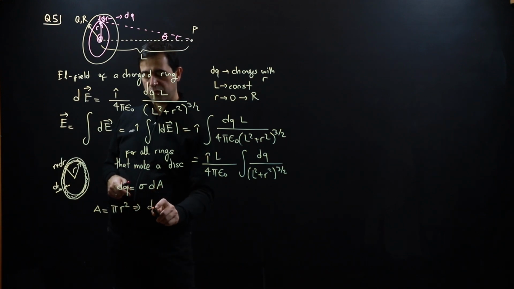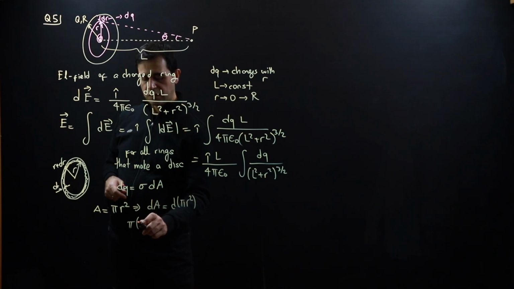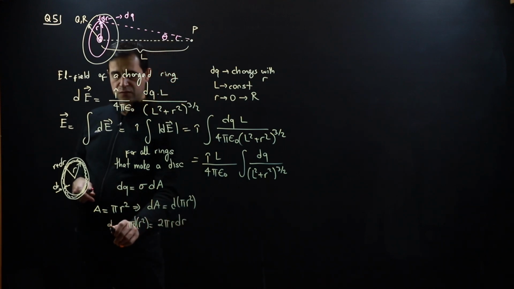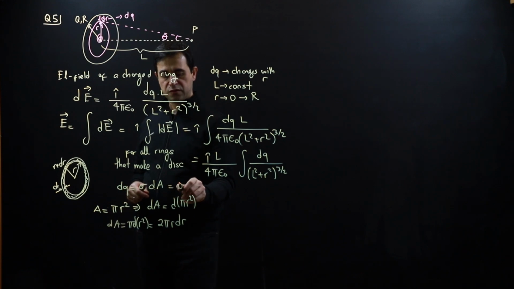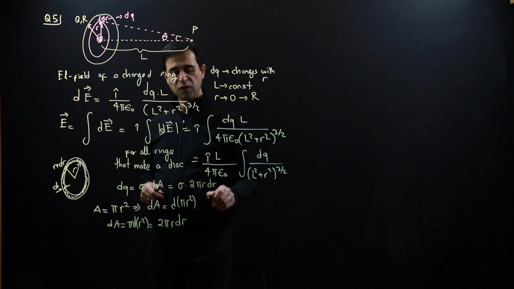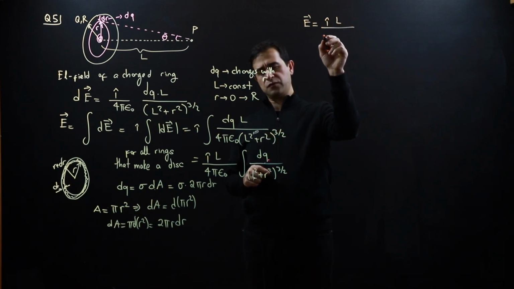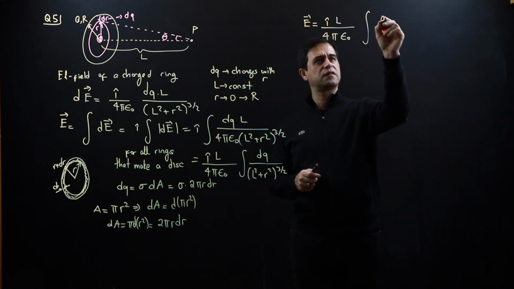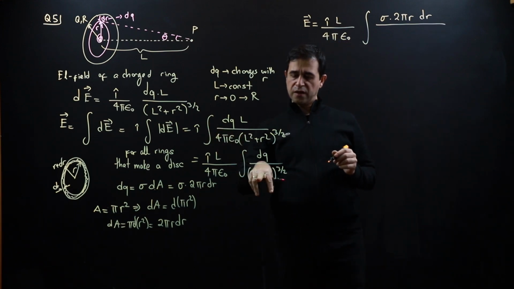So what is the infinitesimal area? dA is d of pi r squared. Pi goes out, so that's pi times d of r squared, which is 2r dr, so that's 2 pi r dr. So this is equal to dA. Okay. Now I can just use that, and dq is now equal to sigma times 2 pi r dr. So the electric field is equal to i hat times L divided by 4 pi epsilon 0 times the integral. Now dq is sigma times 2 pi r dr, and this is divided by the (L squared plus R squared) term in here, right?